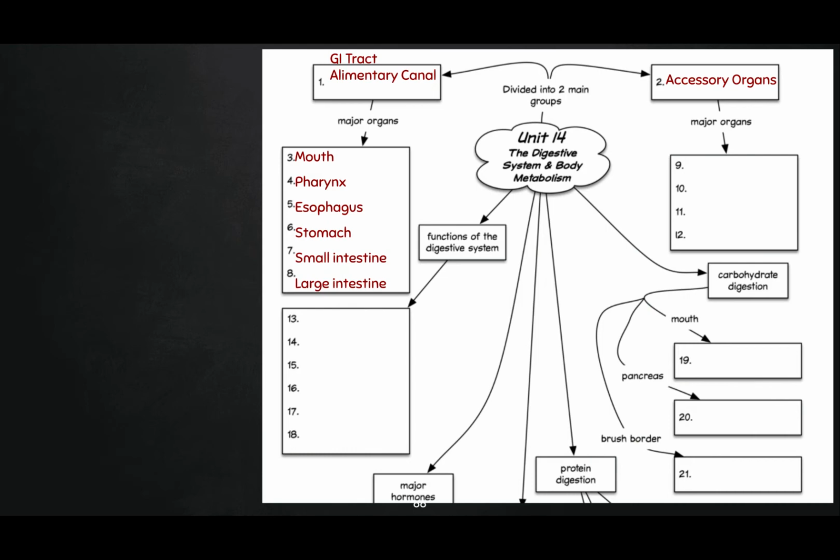Those have other structures inside of them. Some of those are accessory structures that are important. The main accessory organs we have written over here for 9 through 12 are the tongue and teeth in the mouth, also your salivary glands, very important for starch digestion, salivary amylase, and then those organs that produce many, many of our digestive enzymes: the liver and gallbladder, and probably the most important one, the pancreas.